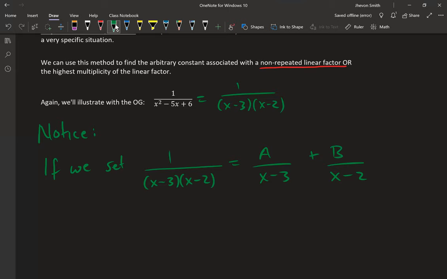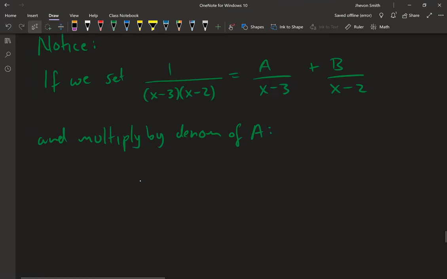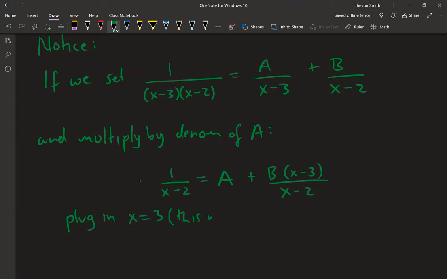Now look at what happens if we multiply by the denominator of a. Suppose we take this original equation and multiply by the denominator of a. I would get 1 over x minus 2 equals a plus b times x minus 3 over x minus 2. Now, if I plug in x equals 3, notice this makes x minus 3 equal 0. What I would end up with is 1 over 3 minus 2 is equal to a plus 0. And I can right away get the value of a.